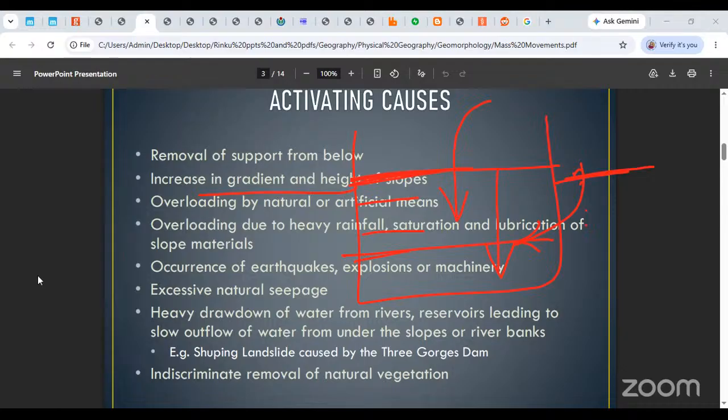Okay, and indiscriminate removal of natural vegetation. When you were kids, say about 5, 6 years ago, have you heard of a disaster in Maharashtra called Malin? There was a village in Malin, remember? So this is the next reason that we are considering. What we had witnessed there was that a heavy rainfall happened, okay? The village is somewhere below the foothills, okay?